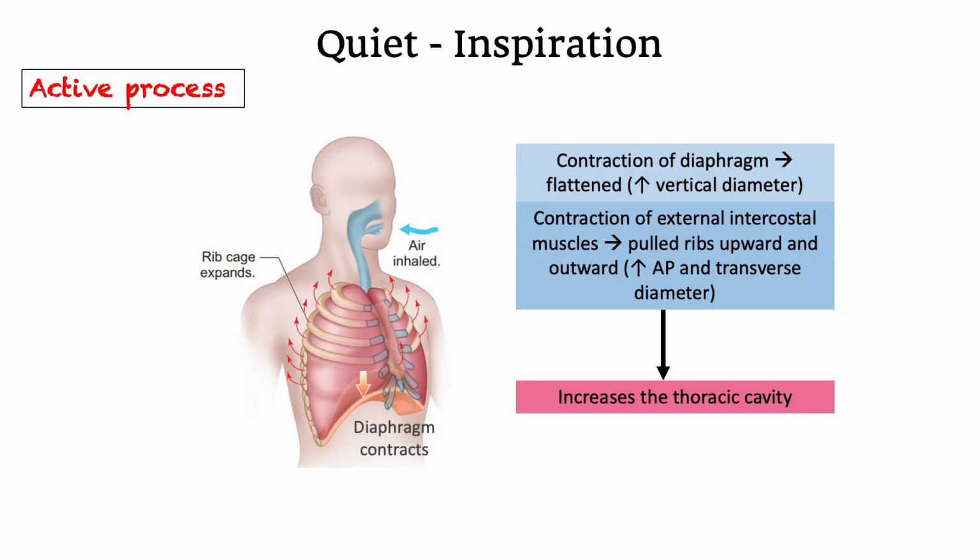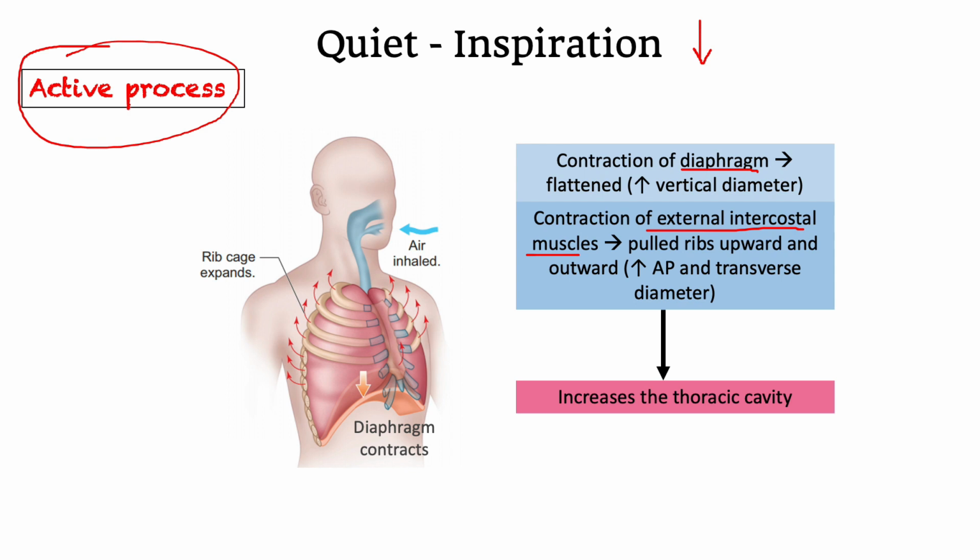Okay, so remember that our aim for inspiration is for the pressure inside the thoracic cavity to be lower than the atmospheric pressure. So remember how we're going to do it: we are going to contract the muscles of inspiration. Again, inspiration is an active process. So what happens first? We have the diaphragm and the external intercostal muscles. These two are the muscles of quiet inspiration.